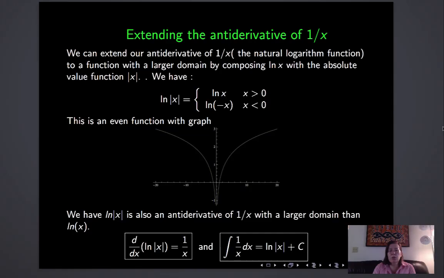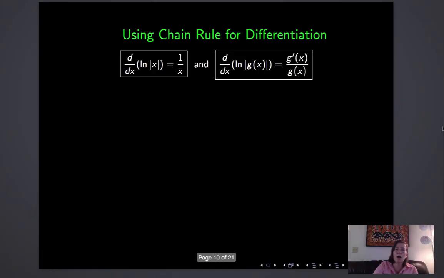So we get two new rules. The derivative with respect to x of the natural log of the absolute value of x is 1 over x, and the antiderivative of 1 over x is the natural log of the absolute value of x plus c. So this gives us a more complete antiderivative of 1 over x.